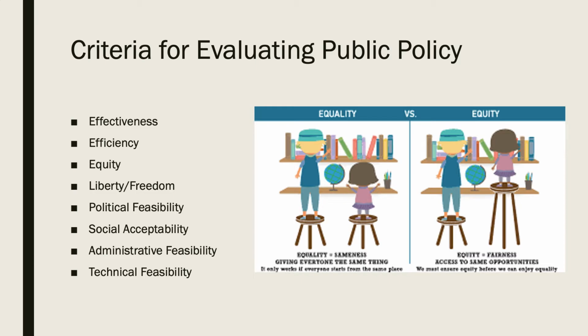You need the bureaucracy to be able to handle it. You need the bureaucrats. If you're going to pass a crime bill that involves putting more police on the streets, you have to hire more police. And if you don't hire more police, then it's not administratively feasible if that's what the bill was supposed to do. So you have to think about that.